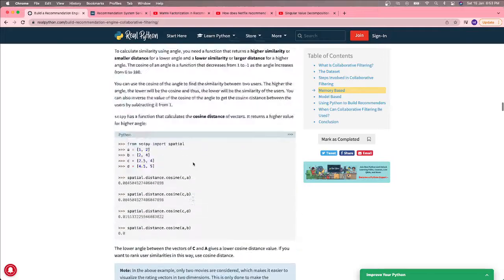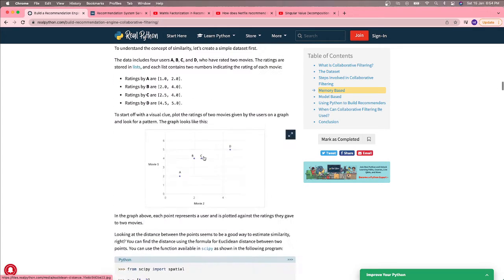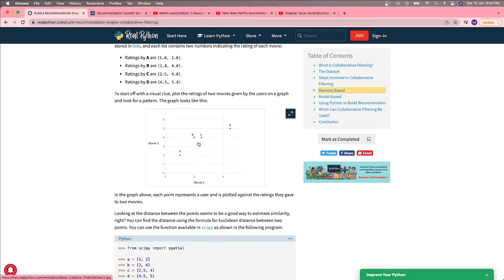How to calculate similar users is simple. We can take the ratings users have given to certain movies, and we can find metrics such as Euclidean distance, right? If the Euclidean distance is small, it means these two users have similar preferences. So B and C are similar users.